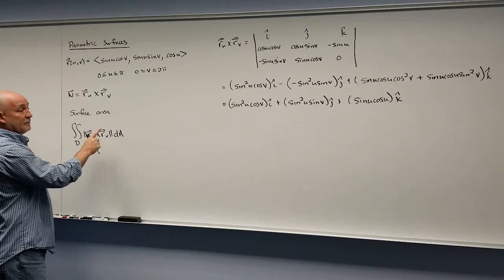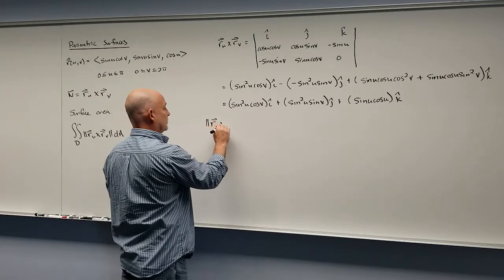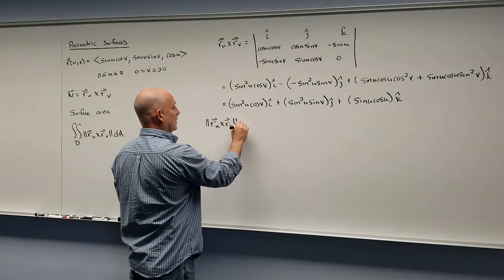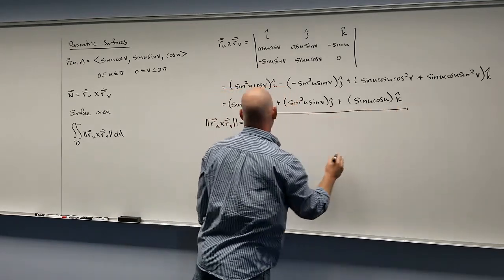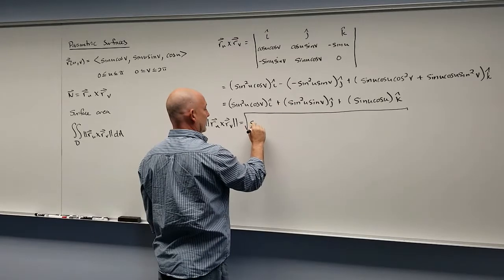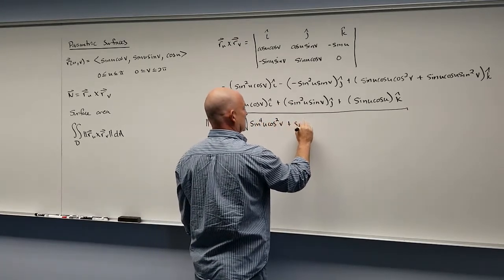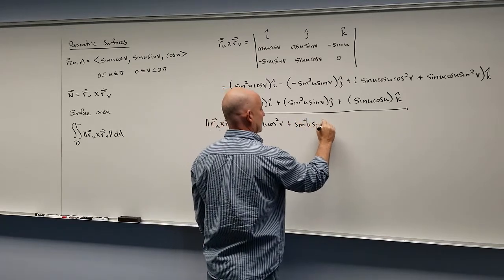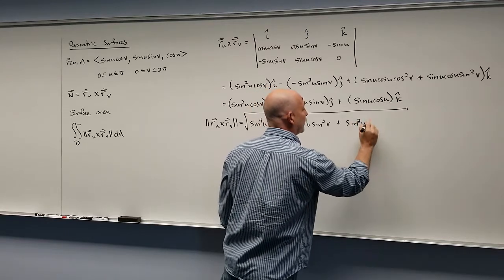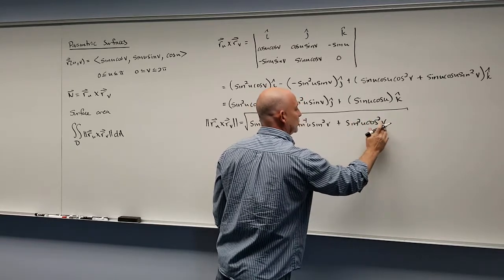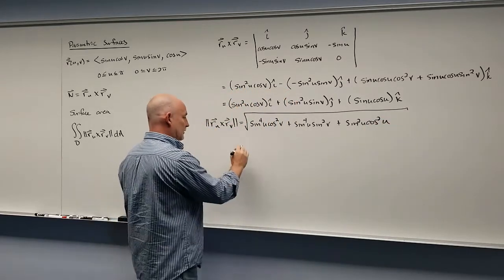Let's go ahead and find the magnitude of this, because this looks like there's going to be a lot of algebra. So the magnitude of r sub u cross r sub v will be equal to the square root of each component squared. So this is going to be sine to the 4th u cosine squared v, plus sine to the 4th u sine squared v, plus sine squared u cosine squared u.